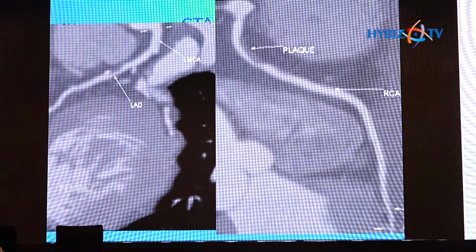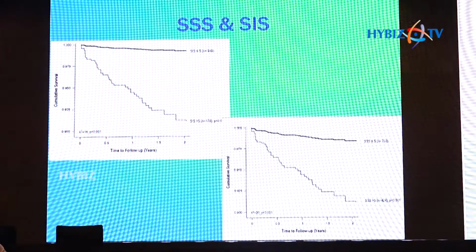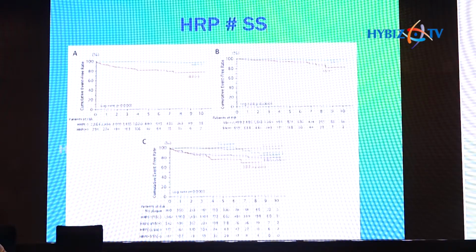with an eccentric lesion. And when you add these two together, you add the in-segment number and the number of segments, and then you get a very nice model showing you that if you have no plaque and no stenosis, the outcomes are excellent, whereas if you have a high-risk plaque and a number of stenoses, the outcomes are bad.